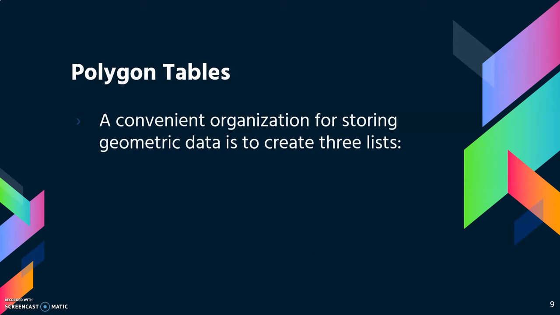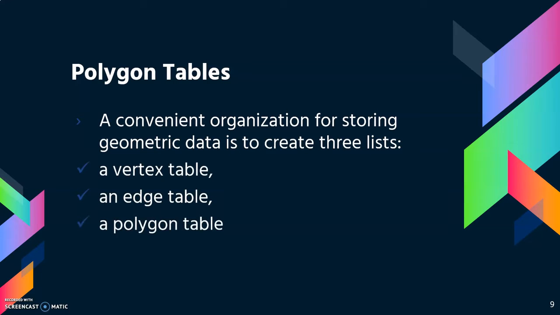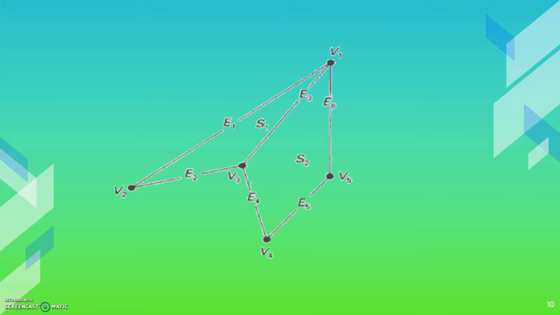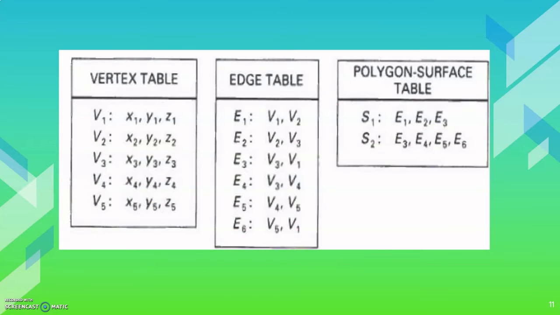So a convenient organization for storing geometric data is to create three lists. Let's see what are the lists. First is a vertex table, an edge table and a polygon table. Let's see a figure based on this. So as shown in the figure, there are 5 vertices from V1 to V5. You can see V1, V2, V3, V4 and V5. Okay. Each vertex stores X, Y, Z coordinate information, which is represented in the table as V1, X1, Y1, Z1. See, here you can see the vertex table with V1, X1, Y1, Z1, V2, X2, Y2, Z2 and V3, X3, Y3, Z3.